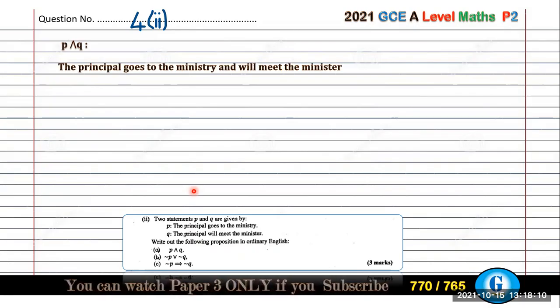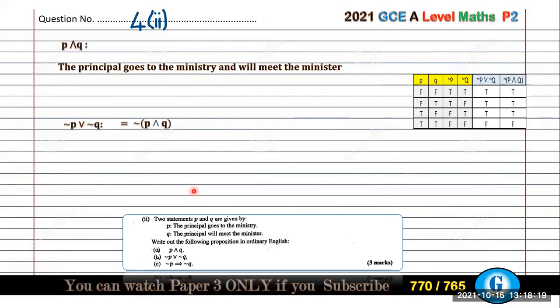I can equally write it like that. That's English. Then the second part is negation of P or negation of Q. You have to be careful with this one. I've made a truth table here to explain it. So we have P and Q. This is P, this is Q. Negation of P, negation of Q.